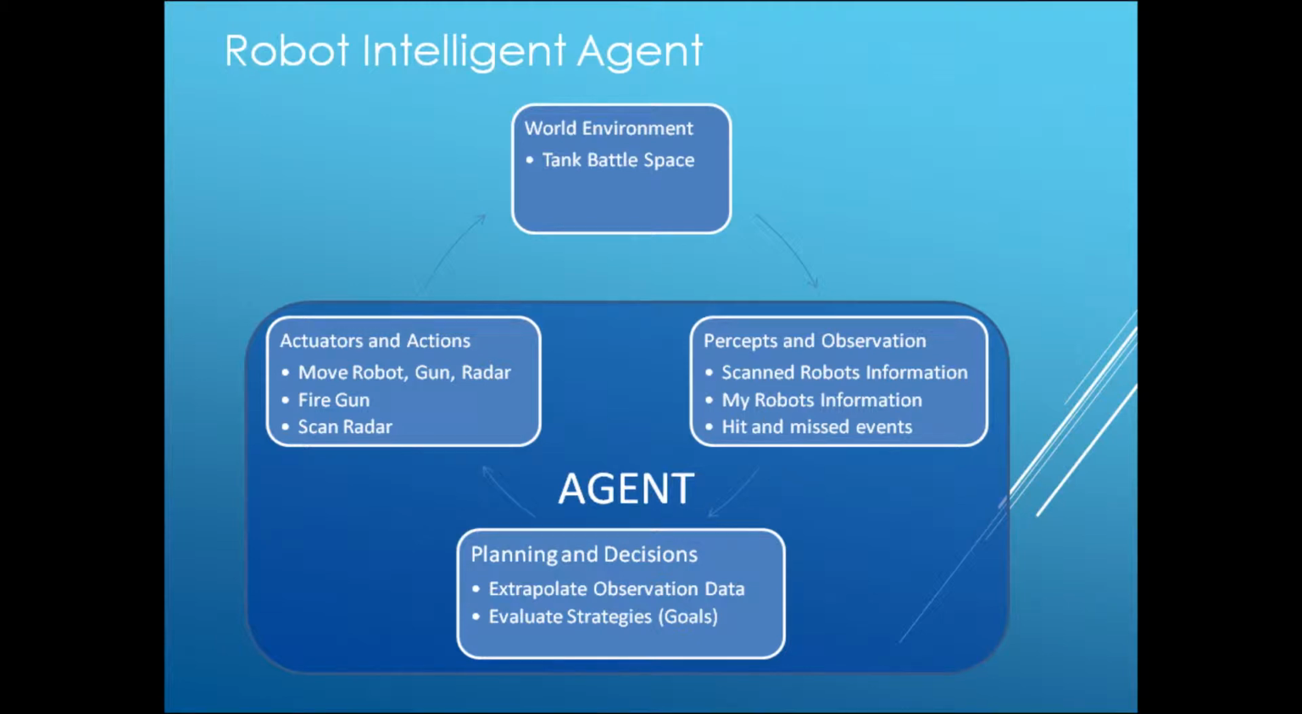As you can see at the top, it's got the world environment, which is the tank or robot battle space, the ROBOCODE battle space, and I'm getting percepts and observation from scanned robots, events, information about my robot, and then whether I hit or missed, and those events that get fired. I then go to the planning decision box. I extrapolate observation data, evaluate strategies and goals, and then move on to actuators and actions, where I then move the robot, gun, or radar, whether I fire the gun and I scan the radar. And that's kind of how an intelligent agent cycle works.